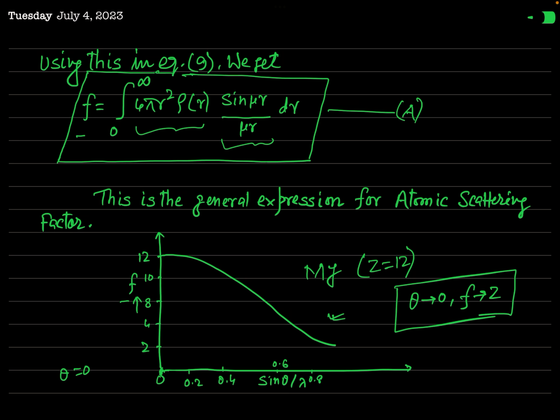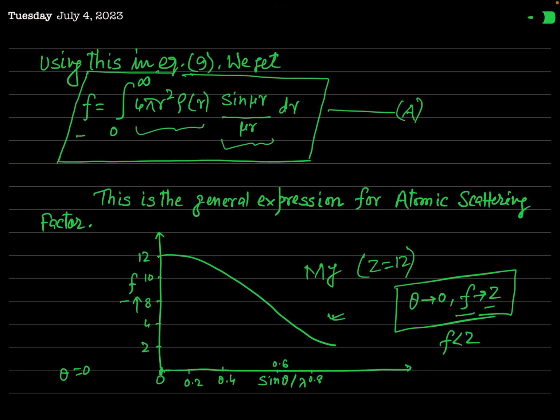As I have told in the definition of atomic scattering factor, in general F is smaller than Z, but in a particular limiting condition, this F may approach Z. So you can see, when the scattering angle theta tends towards 0, then the atomic scattering factor tends to the atomic number or the total charge of the electron.